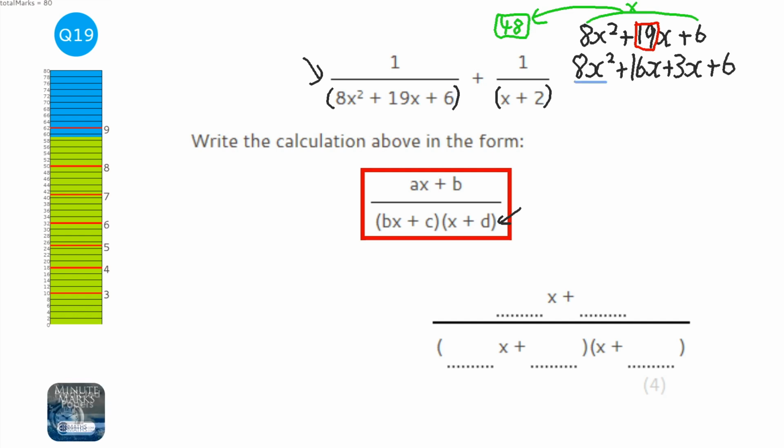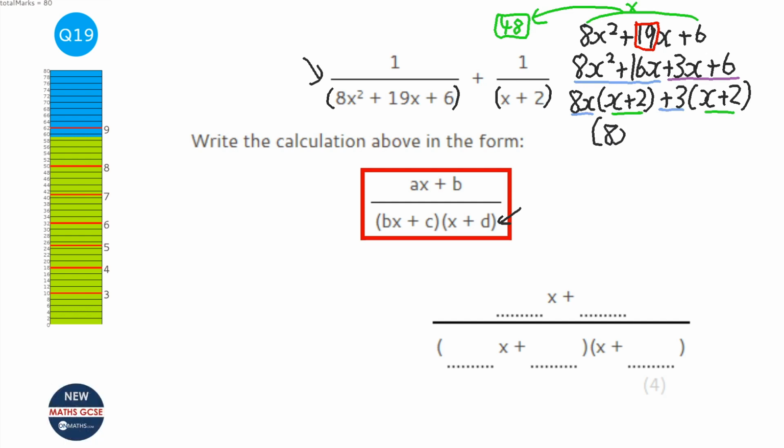Then I just look at these two pairs and factorize them linearly. So 8x squared plus 16x, I can divide out an 8x, and 3x plus 6, I can divide out a 3. And you notice that the bracket here is the same. Then you pair up the bracket that's the same with the bits on the outside, so you get 8x plus 3 and x plus 2. Cool, so I can rewrite that.